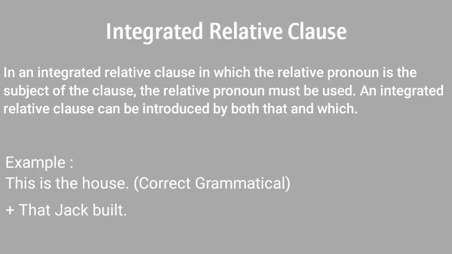For example, this is the house. It has correct grammar and meaning. But if we want to relate it to the fact that it is built, we have to add the words that was built, so it can be called an integrated relative clause.